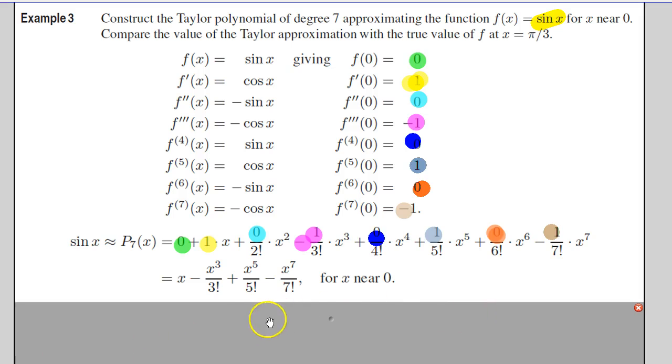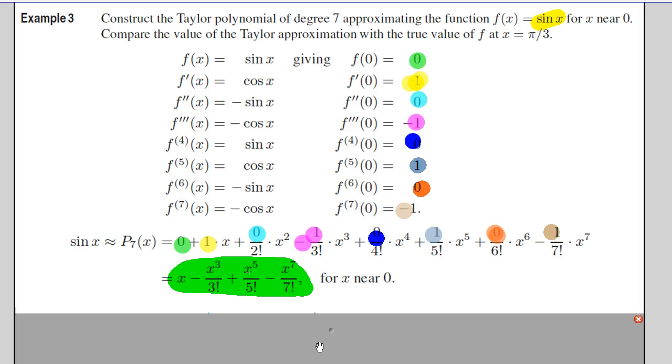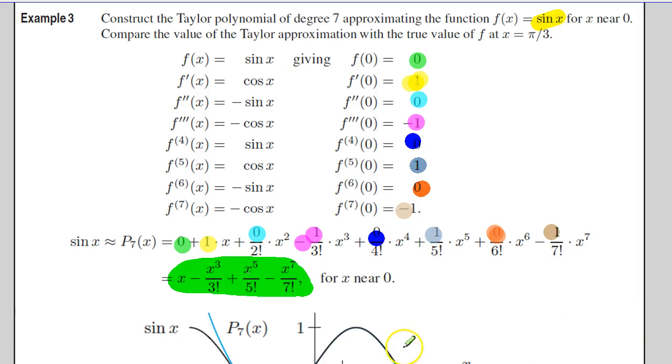And when you simplify them all, you end up with our final expression for our Taylor approximation of degree 7 of this. And if you want to see if it's accurate or not, plug in pi over 3 for x and see if you get the same value as you would get if you were plugging pi over 3 into sine of x. All right, now the question is, how much of a better approximation of sine of x is our 7th degree polynomial? So let's take a look.